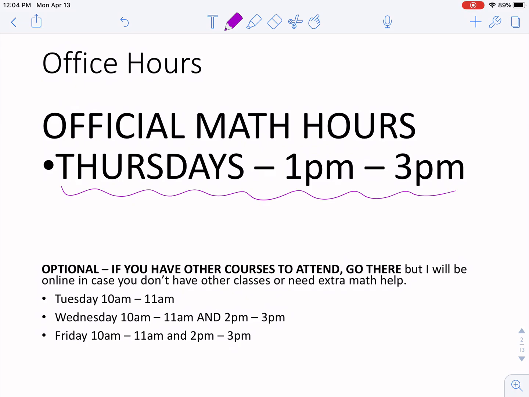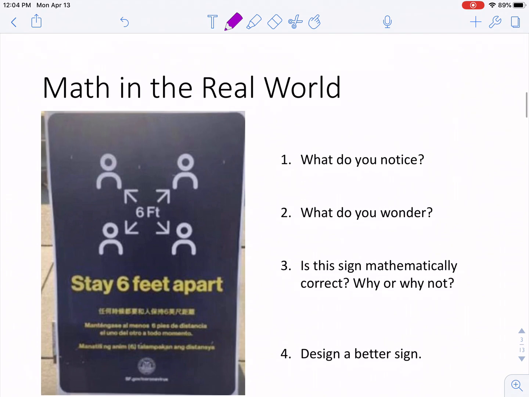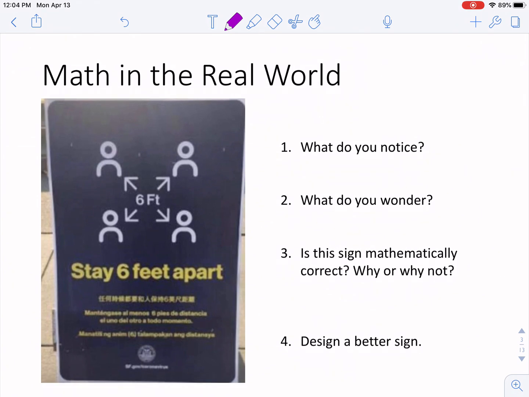So, y'all know I'm on Twitter. And I saw this sign the other day on Twitter. Actually, a math teacher posted it because we're math teachers and we're math nerds. And when I see numbers on signs and things like that, I want to process them. So, what do you notice about the sign?